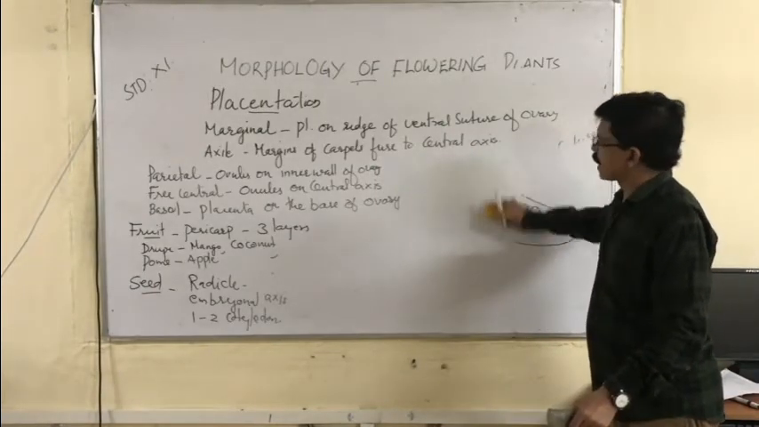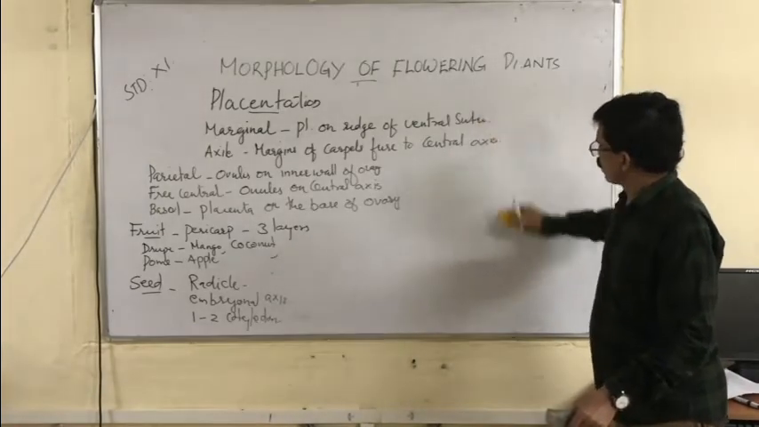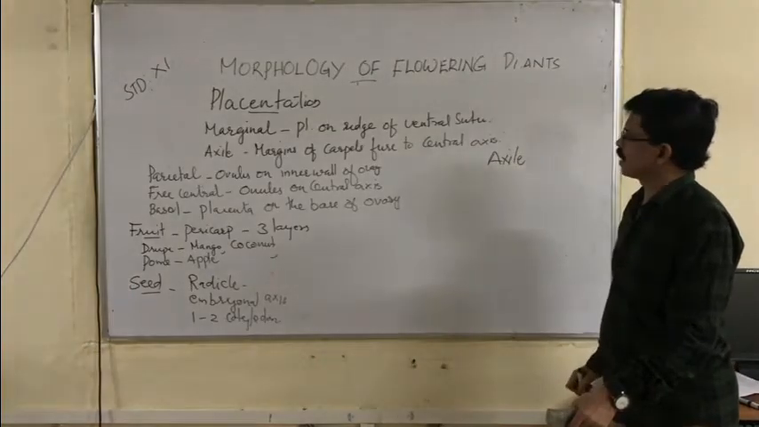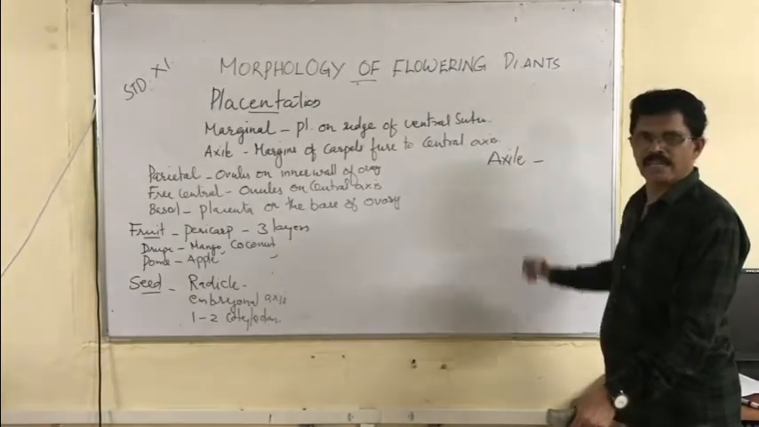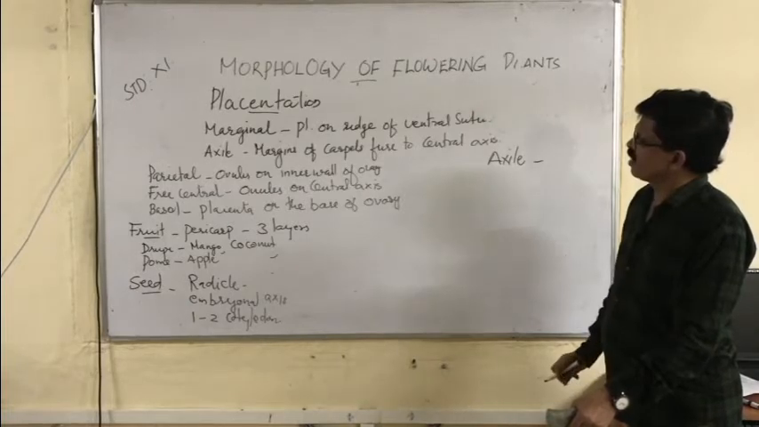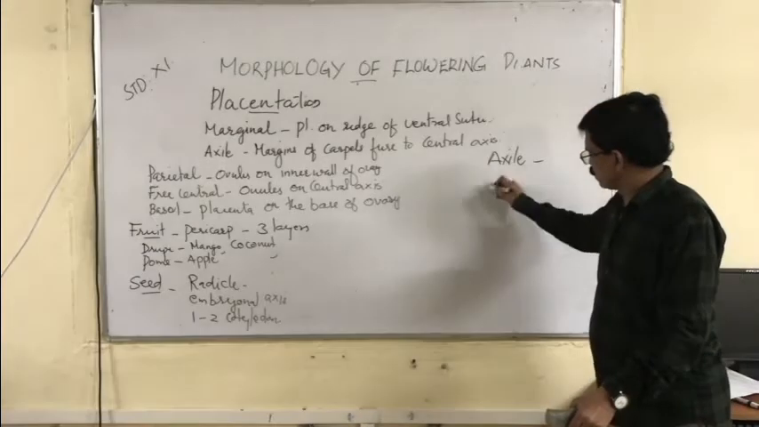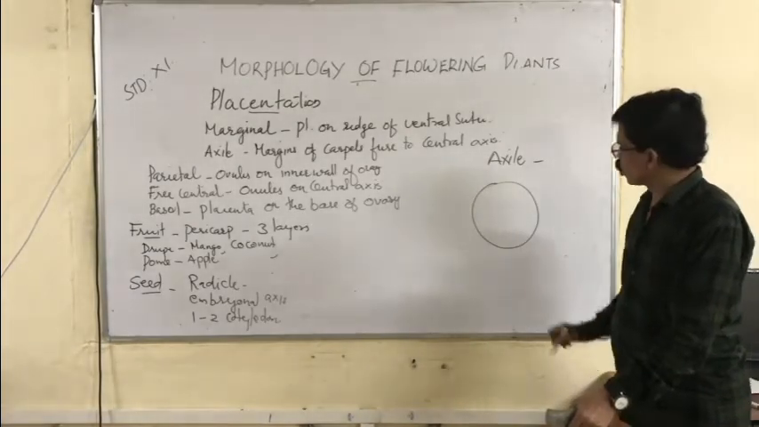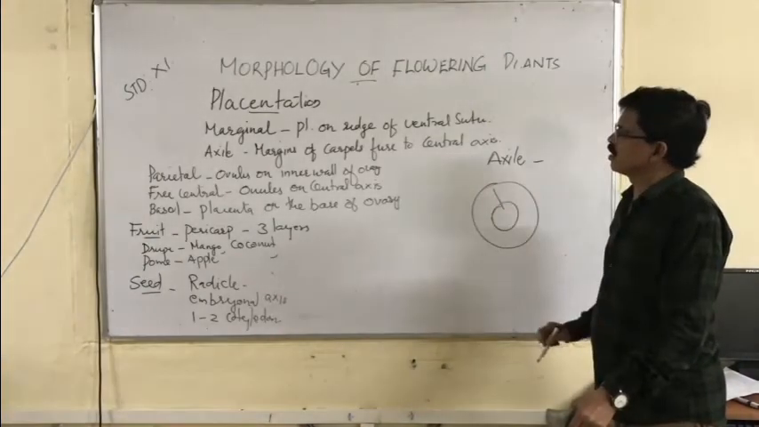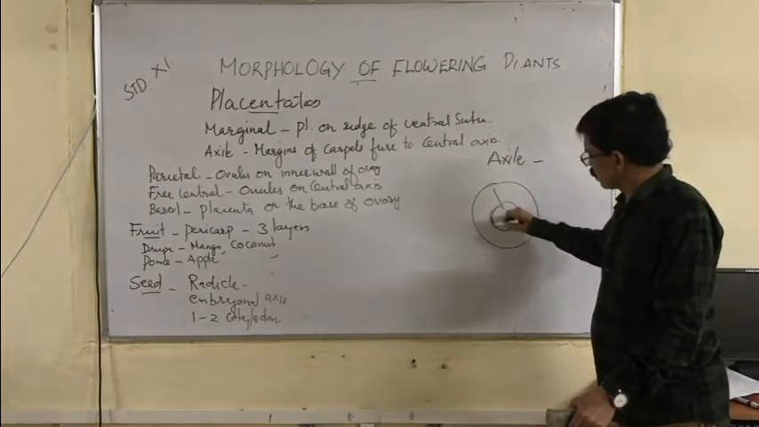Now, the second, axial placentation, in the case of China rose. You can see the margins of carpels fused to the central axis. Suppose this is the ovary, a cross section of the ovary. This is the margin of the carpels, fused to the center.